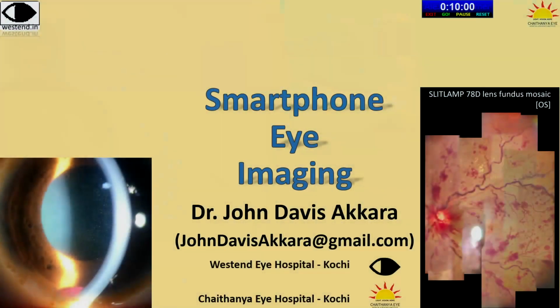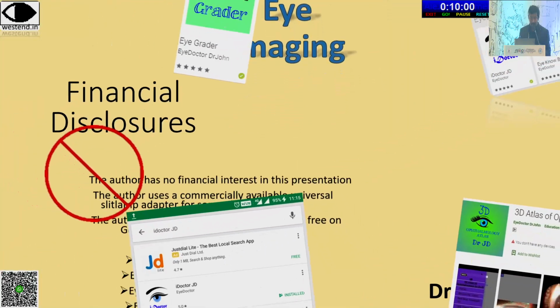So good morning, everyone. As usual, Sunday morning is a little difficult time for us. So we will be talking about smartphone eye imaging. This includes anterior segment, posterior segment, gonioscopy, also the corneal topography, the 3D smartphone imaging, as well as measuring.